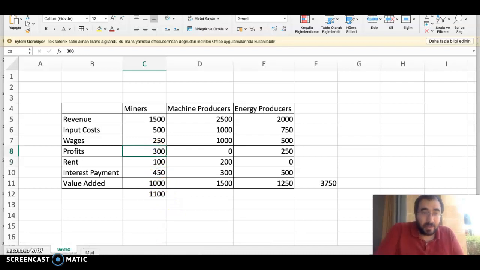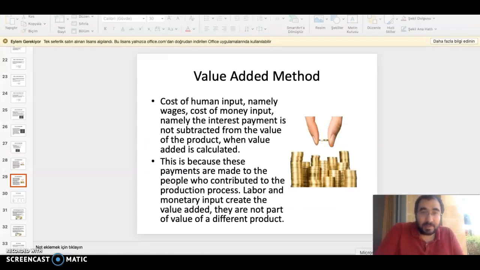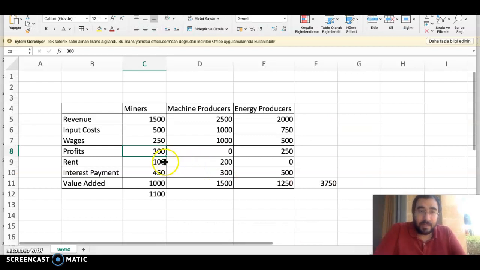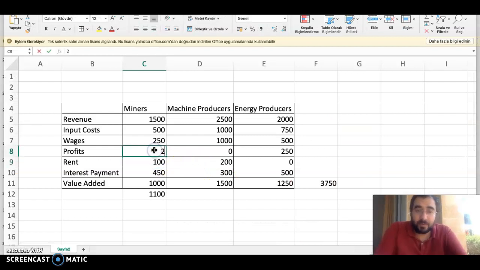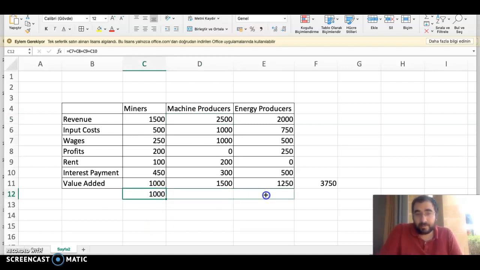So maybe let me see whether my numbers are right, so maybe let's make this, for example, 200. So I should make sure actually all of these numbers, when they are added, they will make up the revenue basically. So when I add up all these numbers, it should be equal to the revenue at the very beginning. Let's test it for the other ones actually. Yes, for them at least this is true.